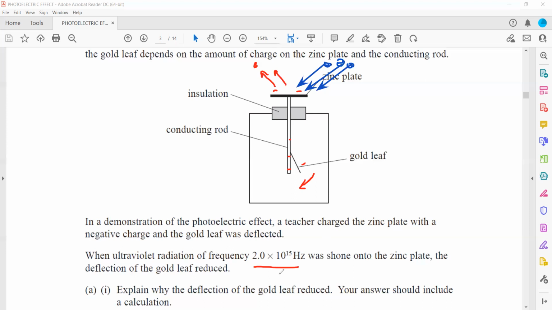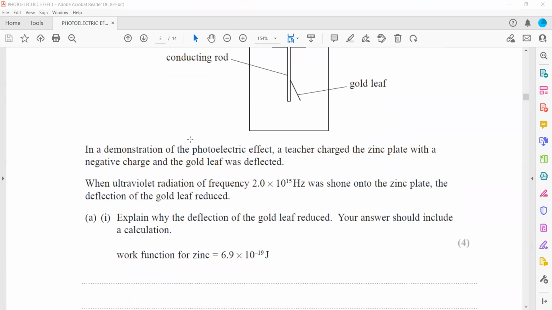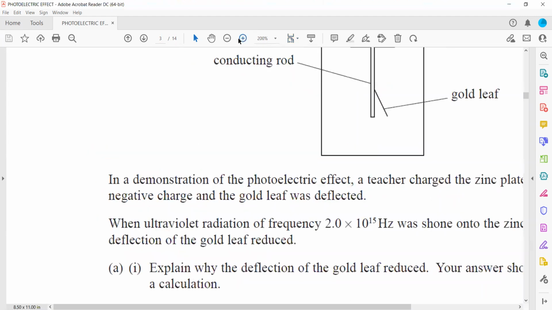So the teacher is demonstrating that if there's a photoelectric effect, then this should happen. And if the energy of the incident light is more than the work function, then the leaf should collapse and stick to the conducting rod. Then: explain why the deflection of a gold leaf reduces, and your answer should include a calculation. The work function of zinc is given as 6.9 into 10 to the power minus 19 joule.